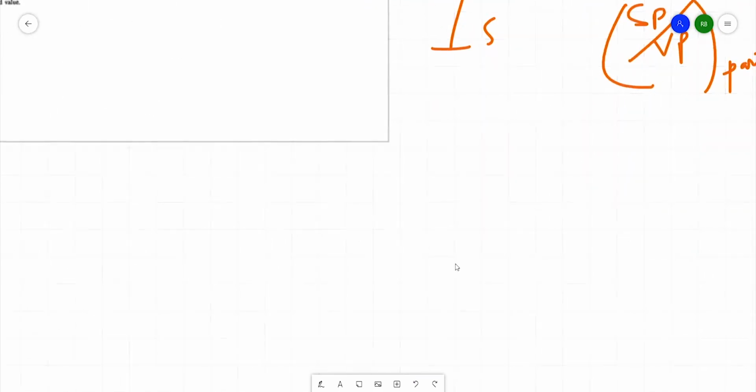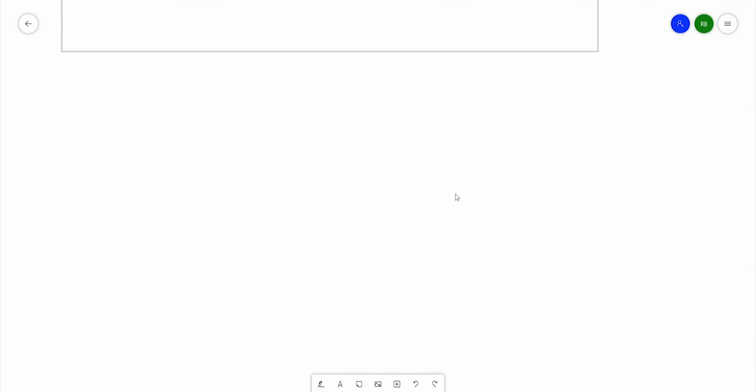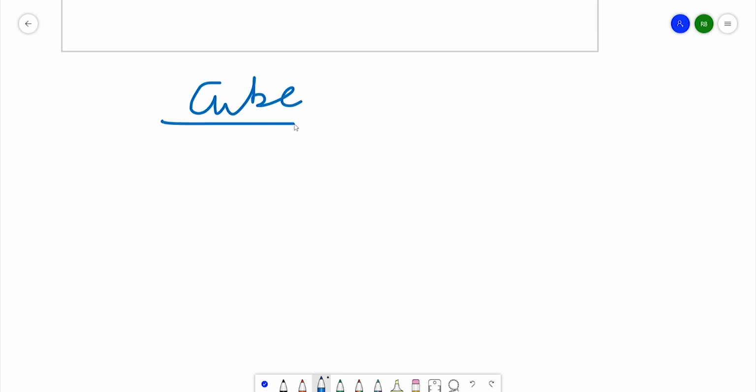Now let's go through some examples, then only you will understand. Okay. Let's try to calculate the sphericity of a cube. So what is the sphericity of a cube?